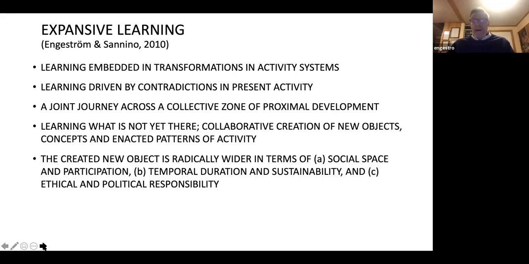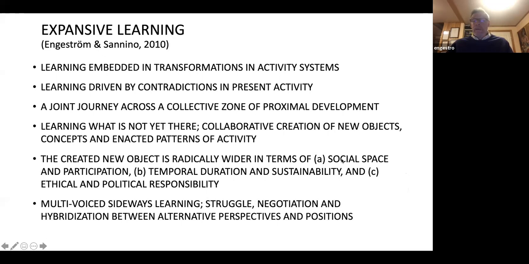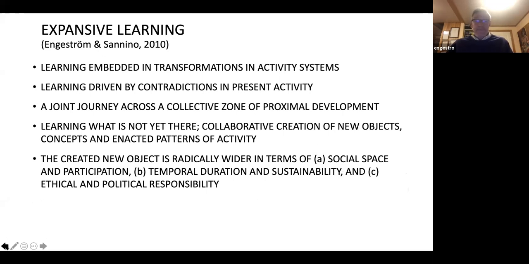The created new object is radically wider in terms of at least three dimensions. First of all, socially and spatially, it involves new participants, new spheres of impact. Secondly, also temporally, the duration and sustainability increase. And finally, also in terms of ethical and political responsibility. So the expansion is a multidimensional phenomenon, and at least these three dimensions should be kept in mind.